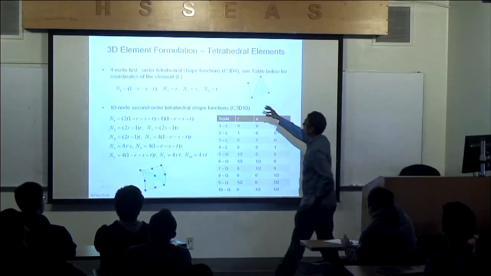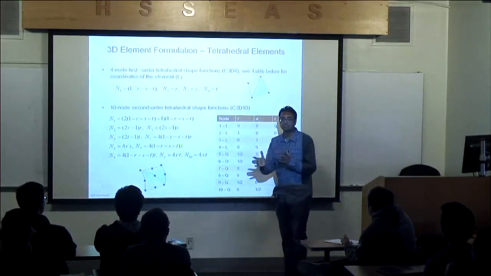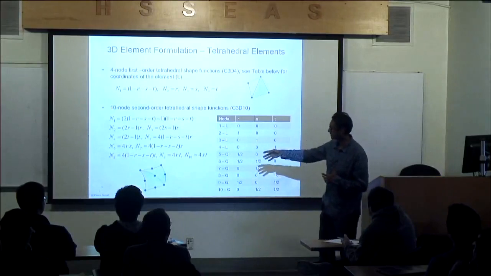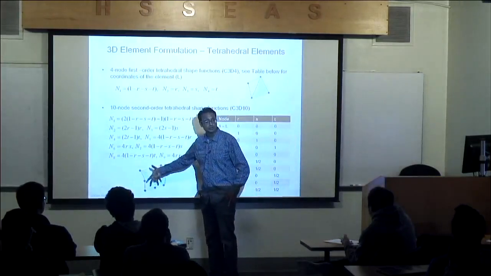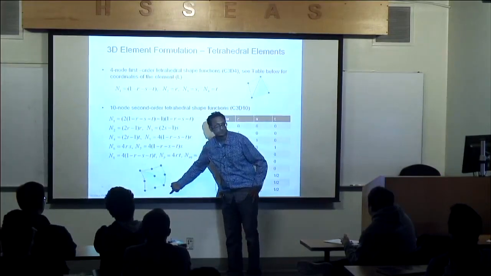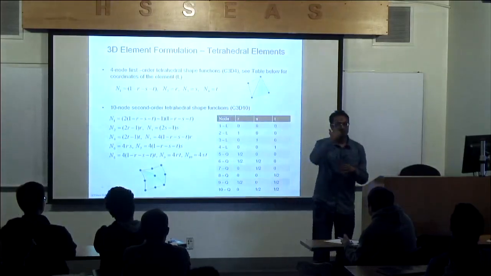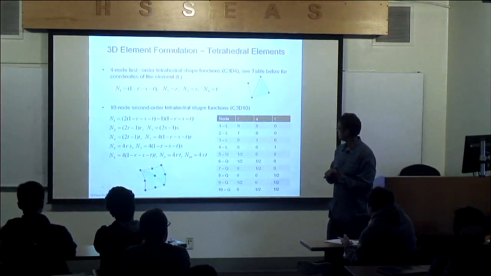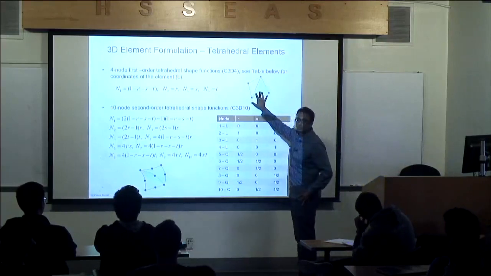The tetrahedron here, the linear tetrahedron, not as good, okay, because it's a constant strain element. This one gives you a linear distribution of strain across the element, so it's very good. Quadratic interpolation across every edge. Really good element. This one, not so much. It's constant strain throughout the element.